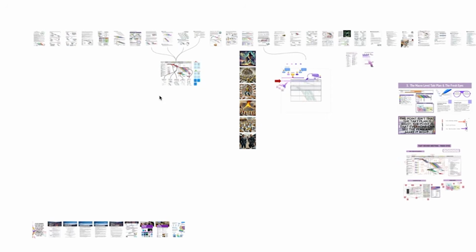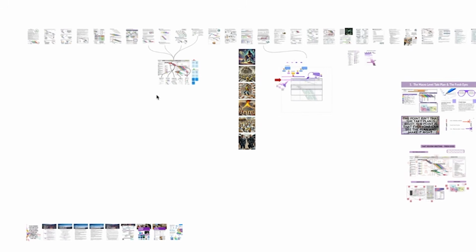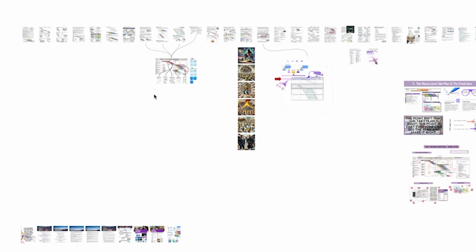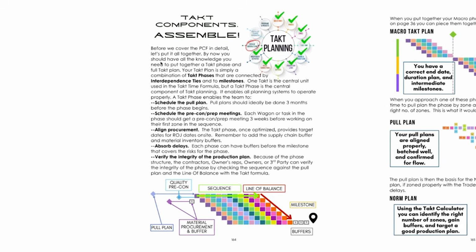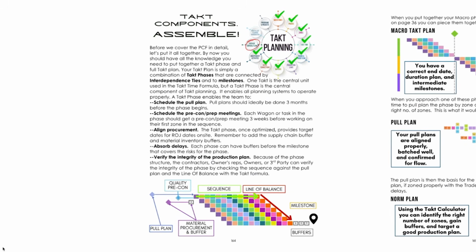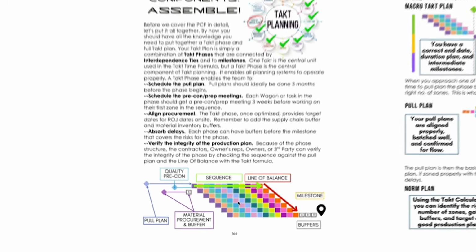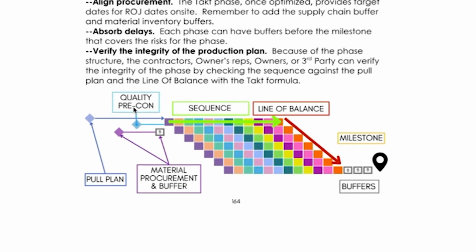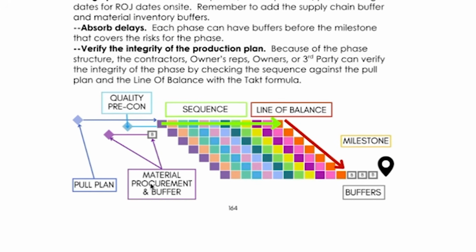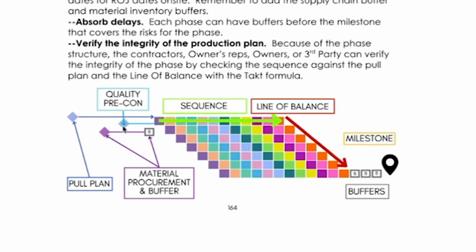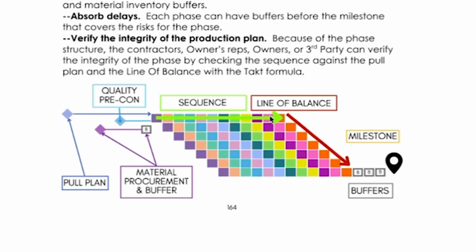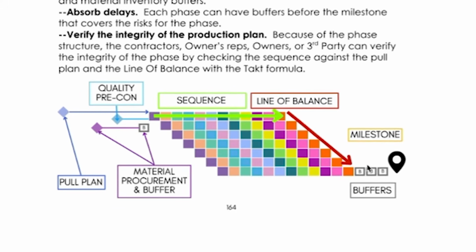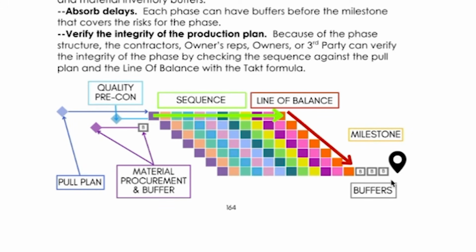Now let me go ahead and finish out with some concepts here that I think you're absolutely going to love. These are all on your Miro board. And I'll explain one more time, because I really want to make sure that this point hits home, that when you have this, you have the ability to target your pull plan dates, your material procurement, and your pre-con meetings. And you're able to validate this because you have a sequence, line of balance, and the milestone, and validate your buffers based on your risk analysis.